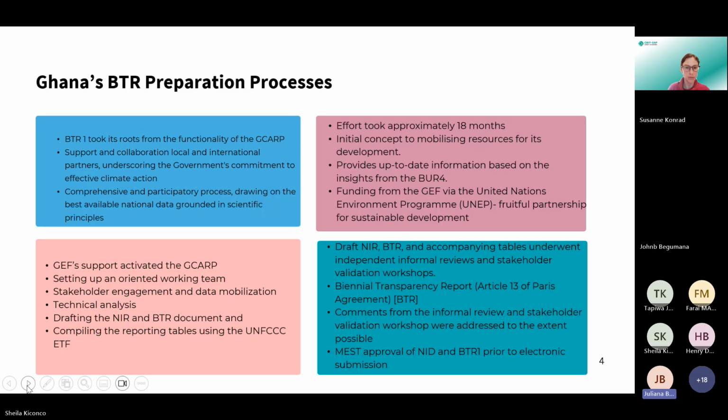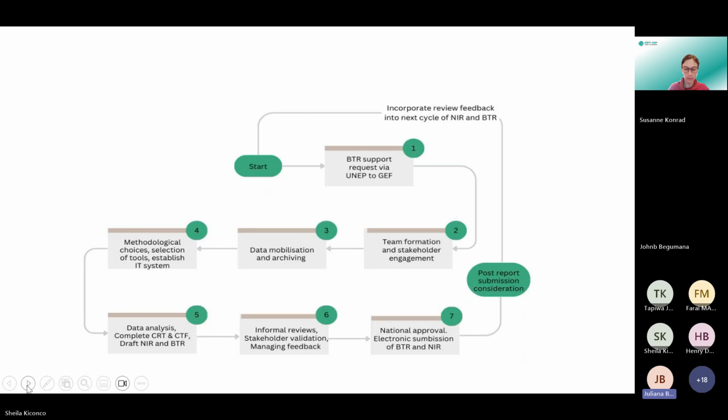And then we went ahead and did the analytics. We went through the technical analysis. We did the drafting of the NIR and the BTR document, after which we compiled the reporting tables using the ETF2. And then we ensured that the submission was done.